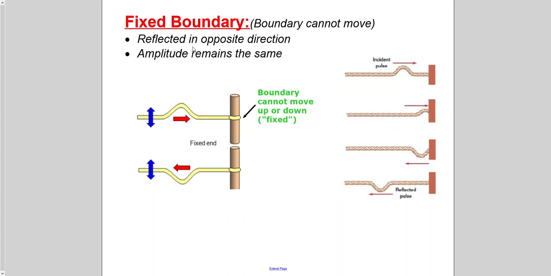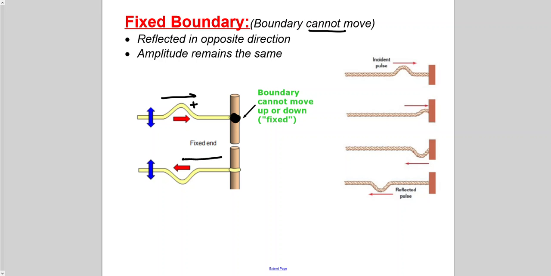A fixed boundary is one that can't move. So in this case, we would tie this rope to this pole, so it's not allowed to move up and down. And what we see is when it goes in, so it's going in left to right, it has a positive amplitude.